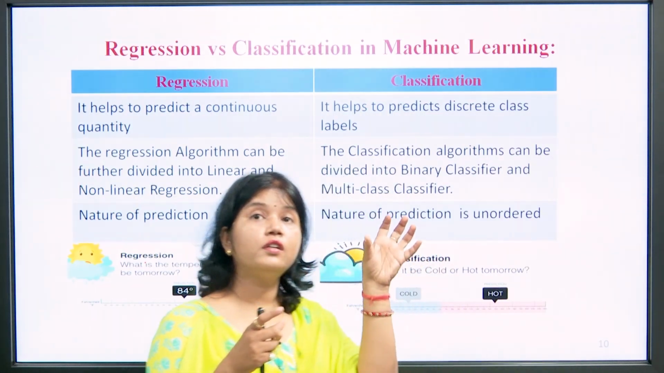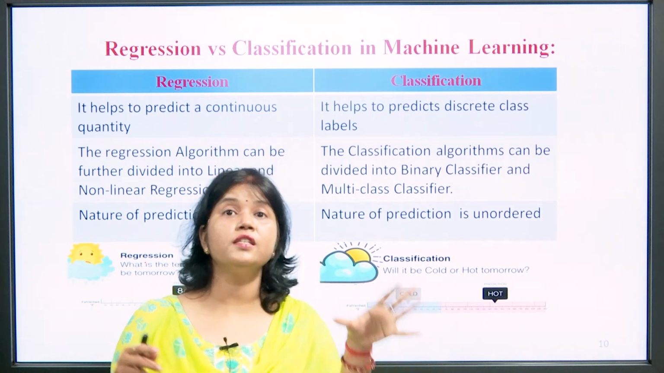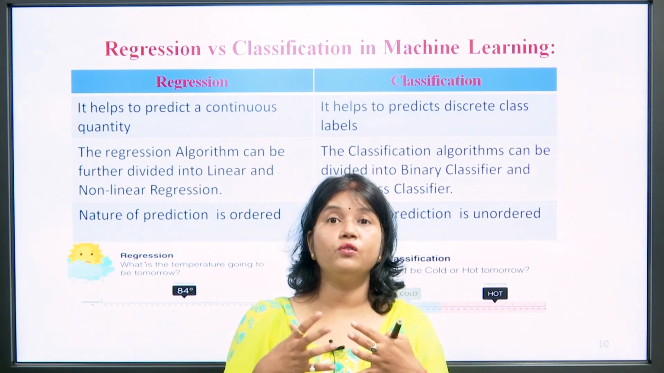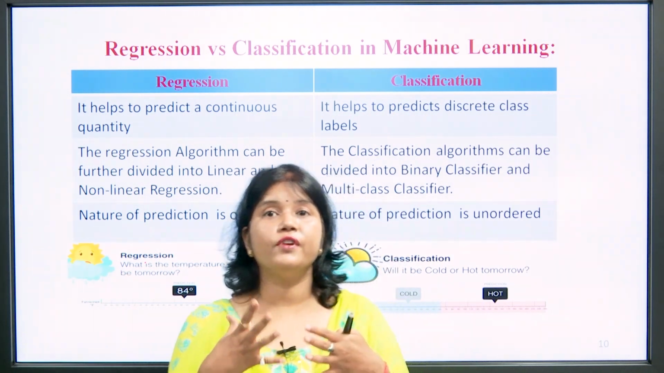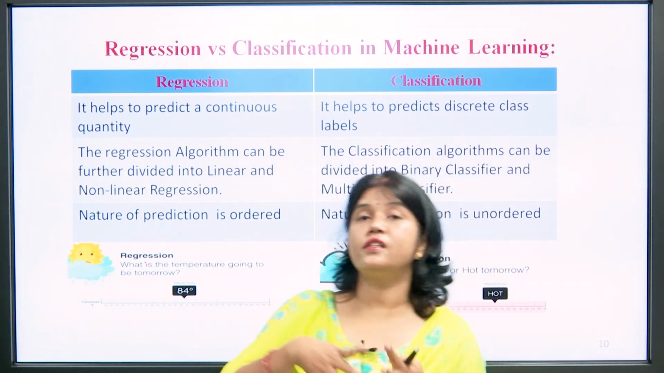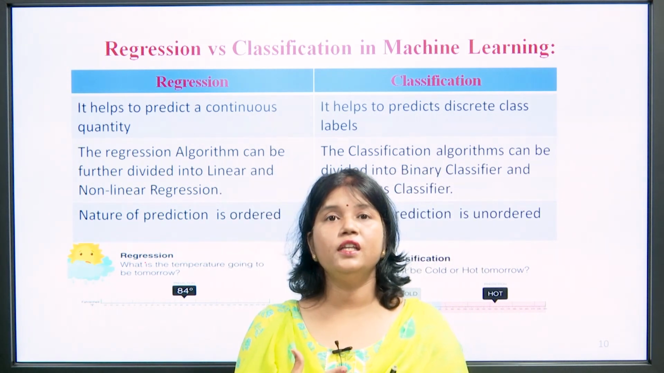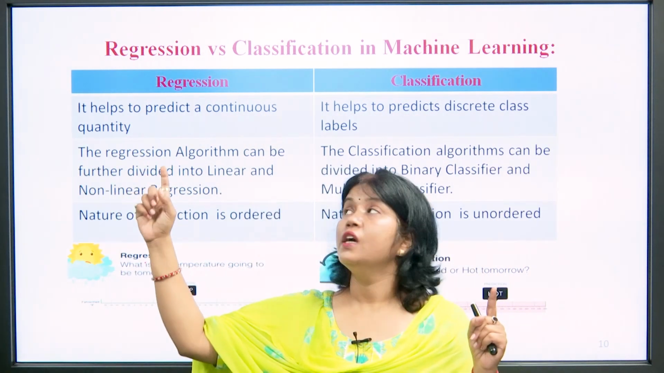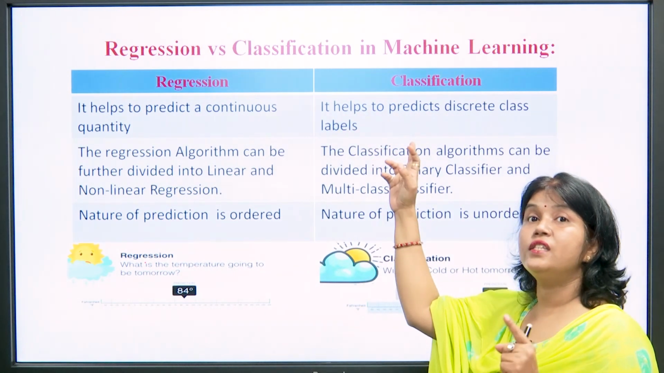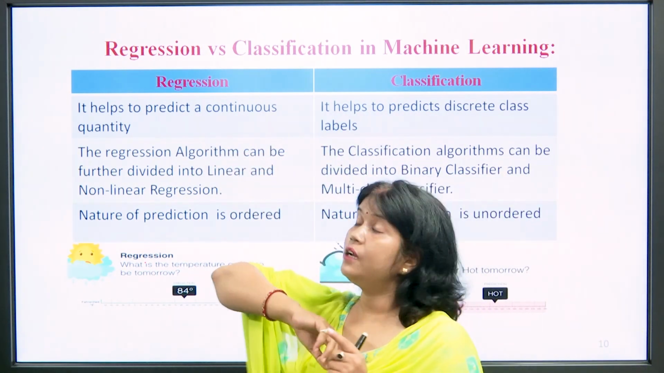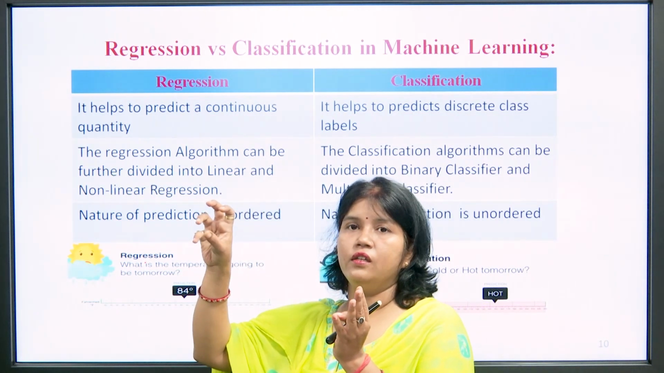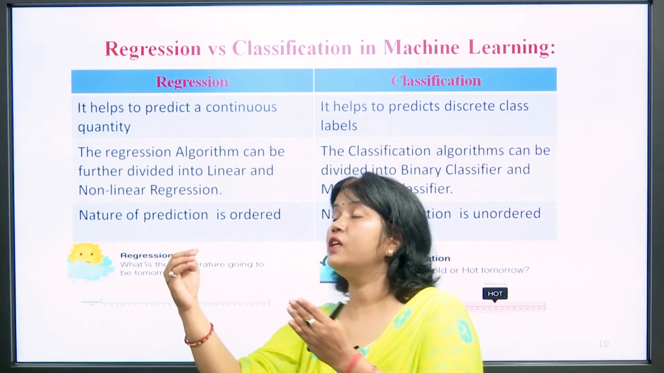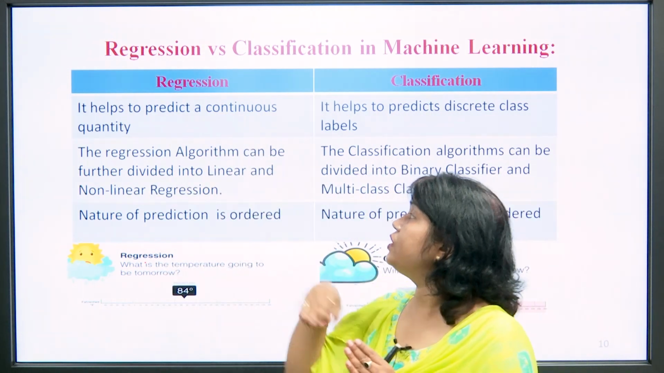So, basically what is a regression model and what is a classification model? Regression and classification basically help to find out the accuracy of the result, but these are the two terms for getting the output. Classification will help you to predict the discrete class labels, but regression will help to predict the continuous quantity. It is not fixed, you don't have just 70, it is a continuous manner in which you are getting the output.